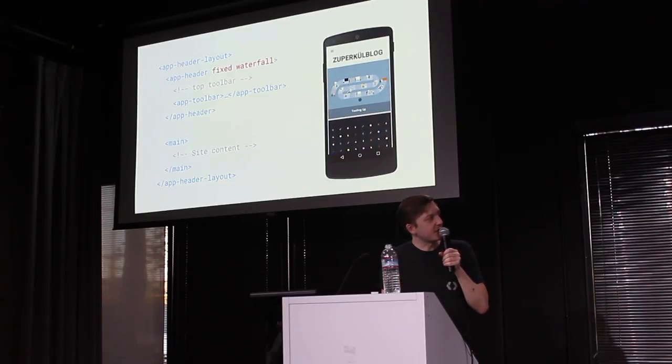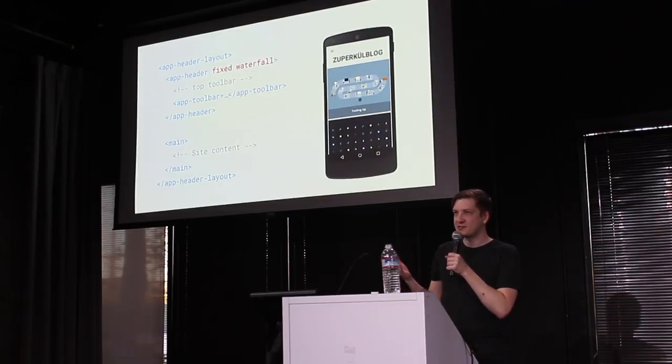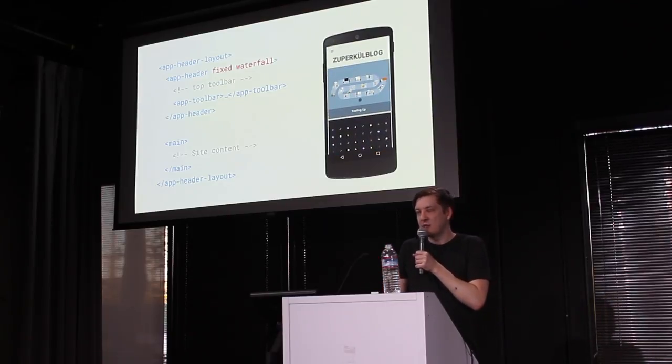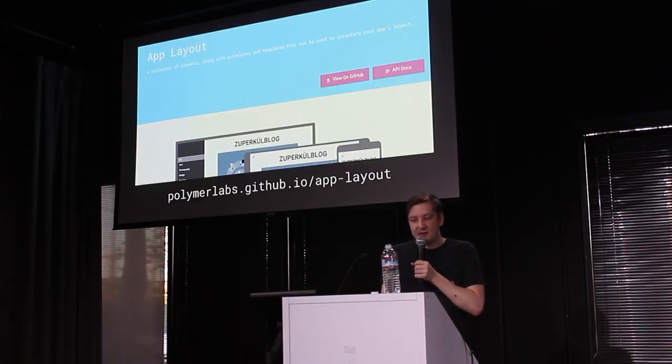And the rest of your content just goes down into that main area. So you get this really nice scaffolding. It's already responsive out of the box, and instead you just have to add the little bits that are bespoke to your app. The app layout elements themselves are actually available on GitHub today if you want to play around with them. So they're at polymerlabs.github.io/app layout.